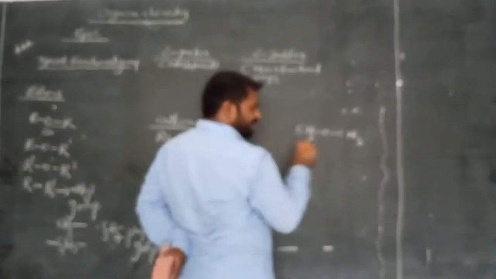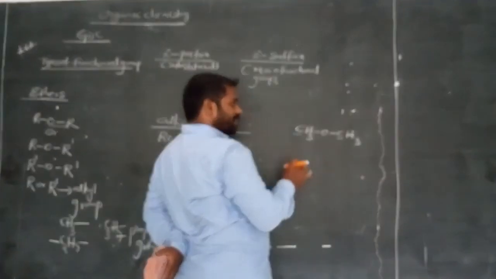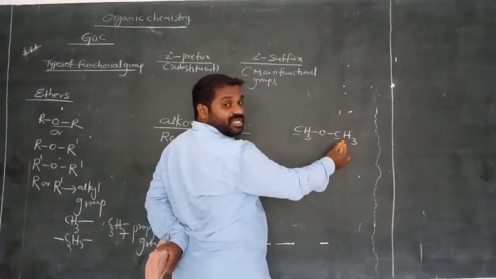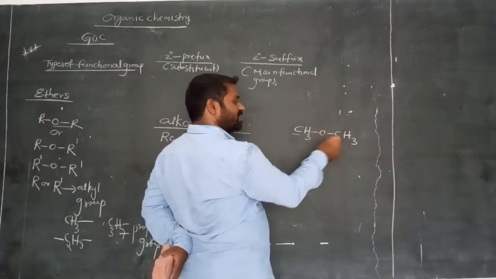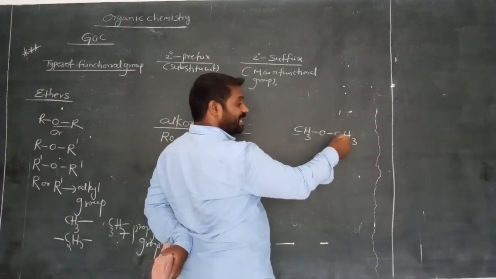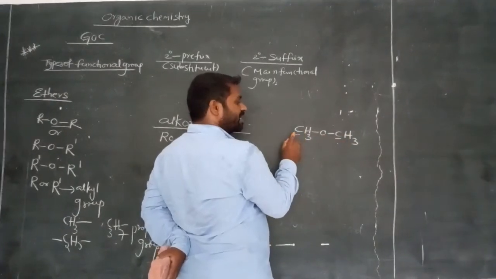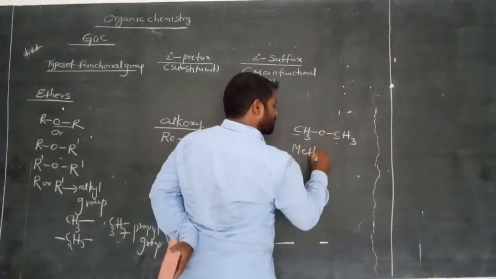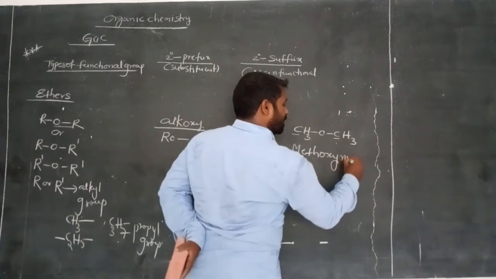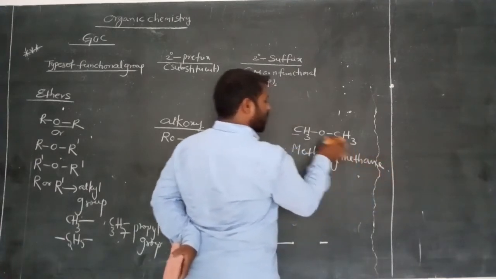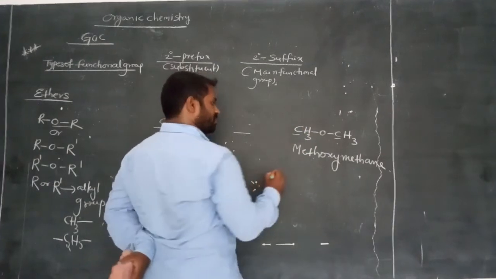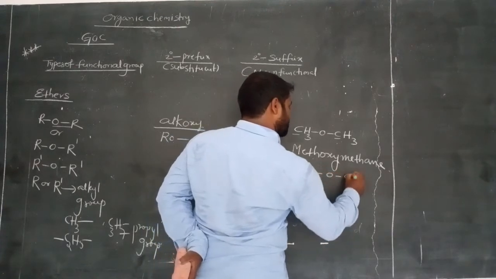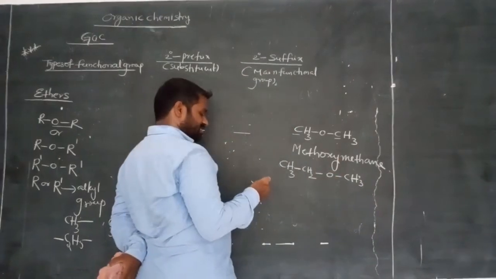Here how many carbons? 1. Here also 1 carbon. In that particular case, both are the same. Now it is methyl. CH3 is called methyl. Methoxy. That means alkoxy. What is the alkyl group? Methyl. Methoxy. How many carbons are present? 1 carbon. 1 carbon means meth. So the IUPAC name is methoxymethane. Let's write one more example. CH3CH2OCH3. Clear? We can also write this.